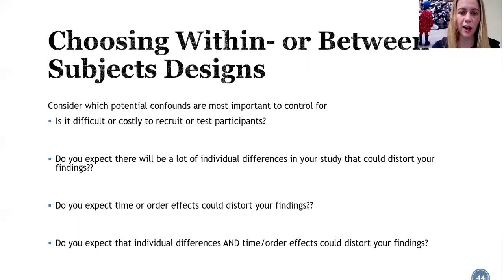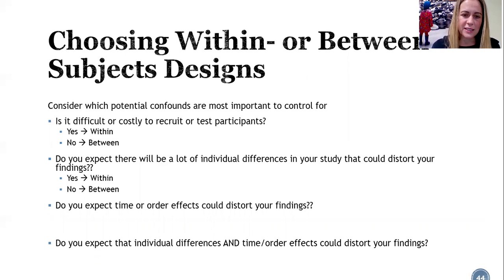Is it difficult or costly to recruit test participants? If yes is the answer, if you're wanting to test a specific kind of clinical population, then you may want to do a within subjects design because it's harder to recruit lots of participants. Do you expect that there'll be lots of individual differences in your study that could potentially distort your findings? If yes is the answer, then you want to do a within subjects design. You don't want those individual differences to make it so you can't see and report a significant difference.